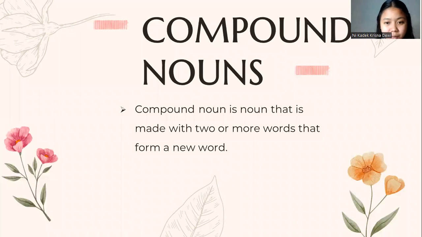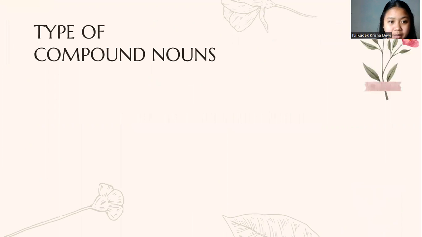Compound noun. Compound noun is a noun that is made with 2 or more words that form a new word. Compound noun is usually noun plus noun or adjective plus noun, but there are other combinations. Each compound noun acts as a single unit and can be modified by adjectives and other nouns. Types of compound noun.